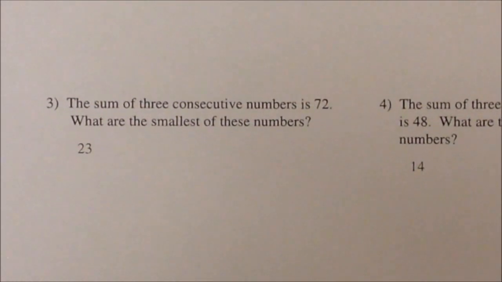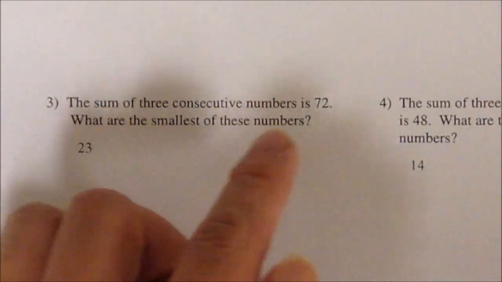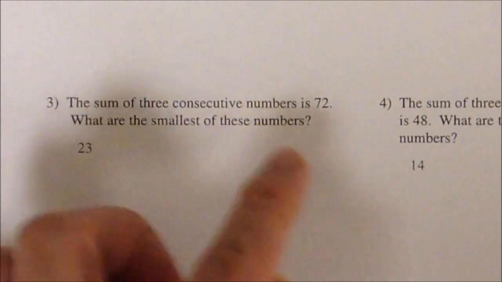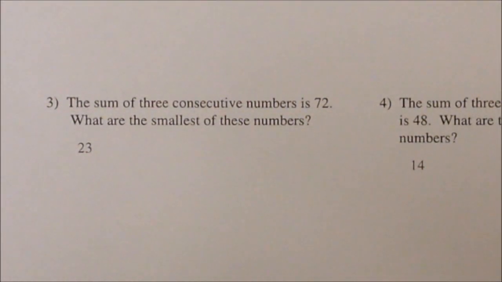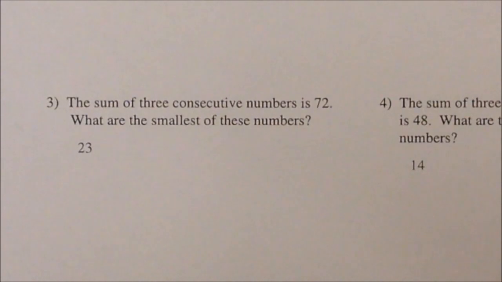In the third example, the word problem is: the sum of three consecutive numbers is 72. What is the smallest of these numbers? So in that question it asks for the smallest of the three consecutive numbers. Pause this video to copy down the word problem and then we're going to work on it next.